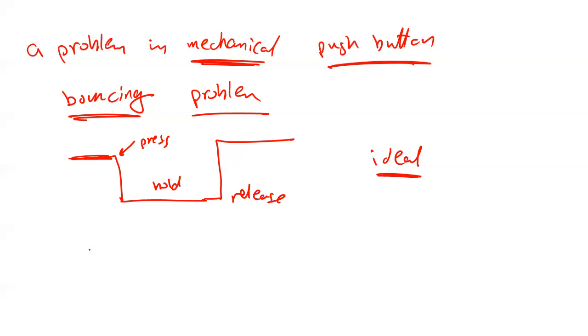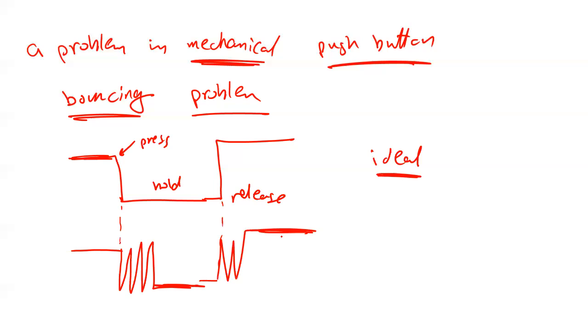In reality, this is the reality. There should be some bouncing here before it becomes zero. Same thing here. There should be some bouncing before it is high. This is how it is, and this is coming from the mechanical parts of the switch. Is that okay? So this is a definition. You understand the definition of the problem, the bouncing. I didn't explain yet why it is a problem.